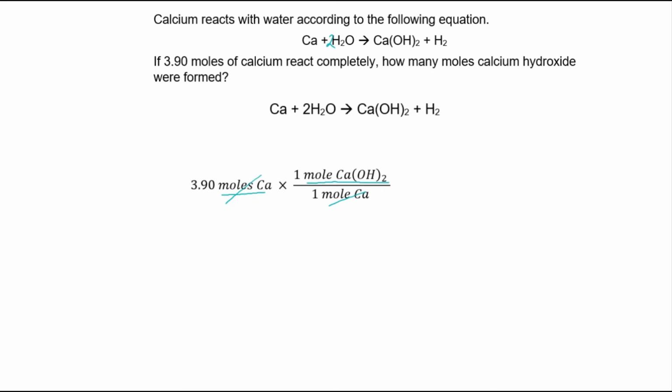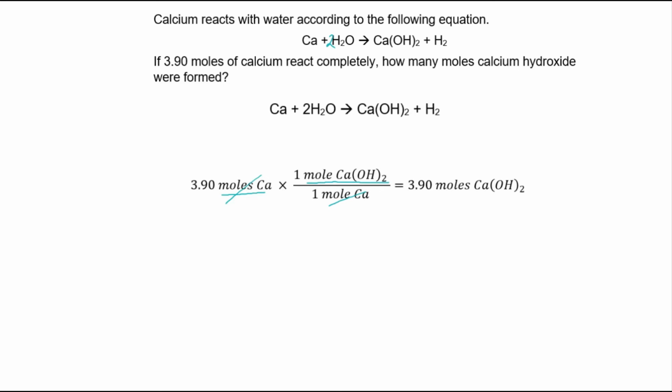You've heard me say it before, and you'll hear me say it many times again. Let your units lead you. The math part of this equation is easy. We have 3.9 times 1 divided by 1. So we are going to get 3.9 moles of calcium hydroxide. The real purpose of this exercise is to first balance your equation again, and second of all, to make sure you can get your units in the right place without having the math complicate things too much.